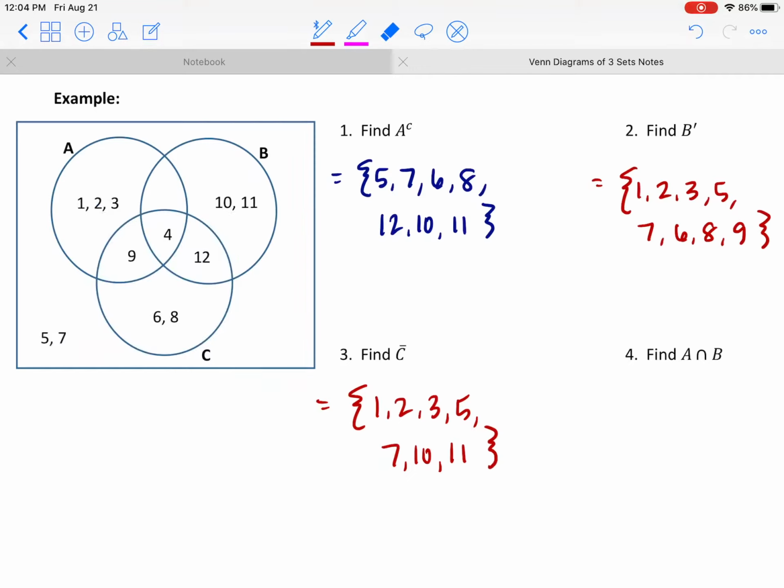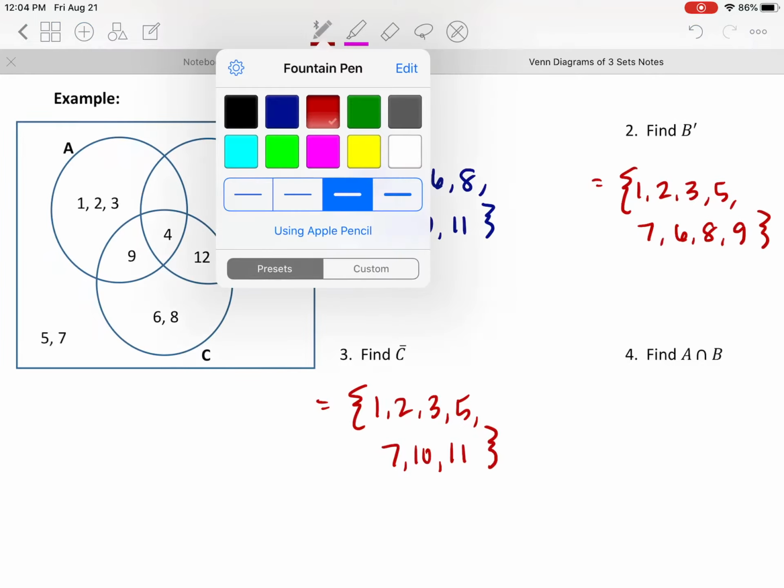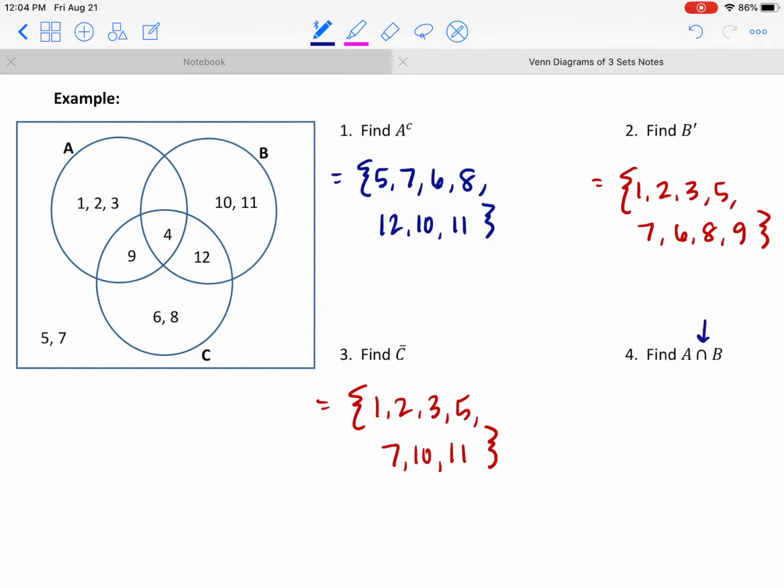Remember that symbol? That symbol is asking you to find the intersection for A with B. That is, what is in A and B at the same time? So where is the overlap for A and B? So A and B overlap here. And the only thing in that intersection for A and B is 4. So this is just going to contain the element 4. Alright, that wasn't terrible.